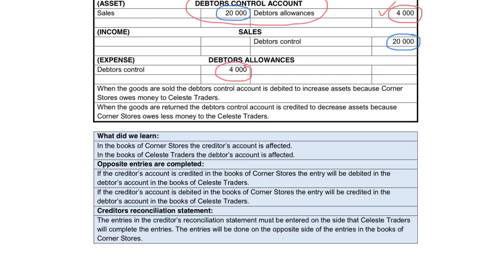And you have to record it as Celeste Traders will record it in the future. So if they record something on the credit side, in the creditors reconciliation statement, you will have to record it on the credit side. If they will record something in the future on the debit side, then you have to record it on the debit side.